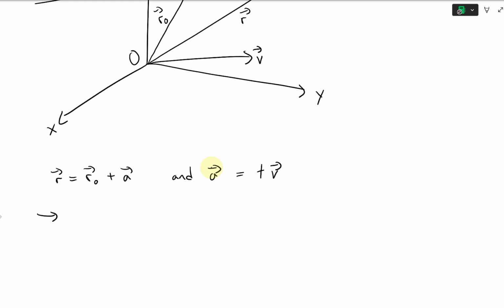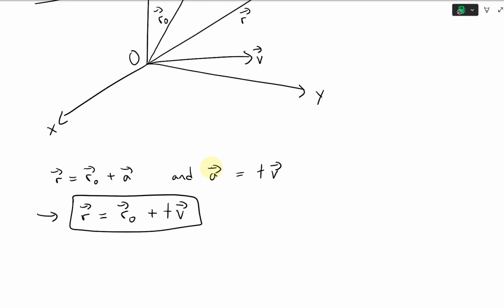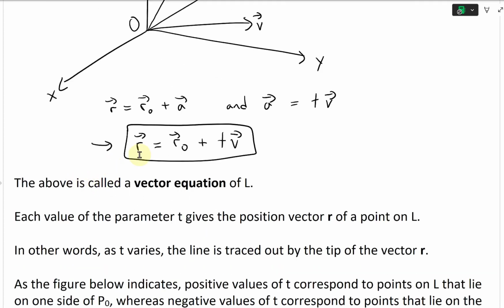So then we could put this all together. The vector r equals r naught vector plus t, a scalar t, times a parallel vector v to the line. All right, continuing further. The above equation is called a vector equation of L.